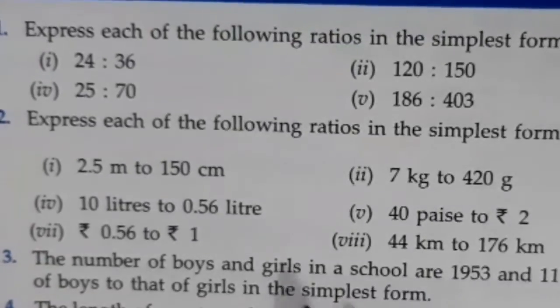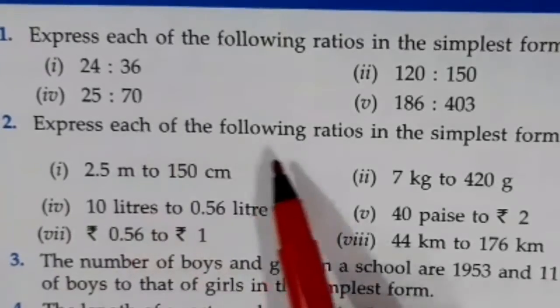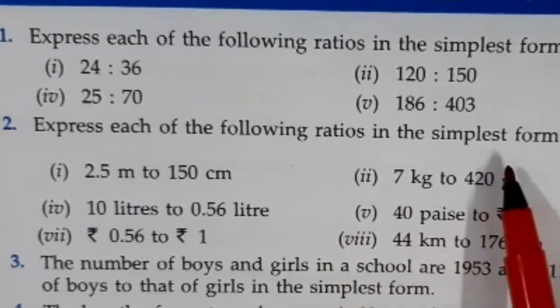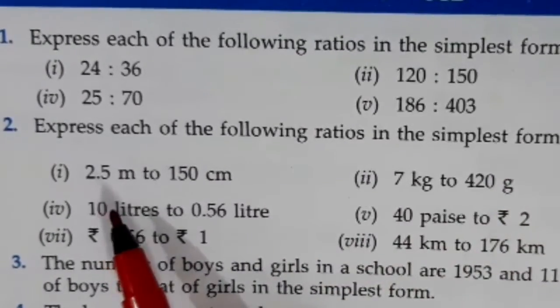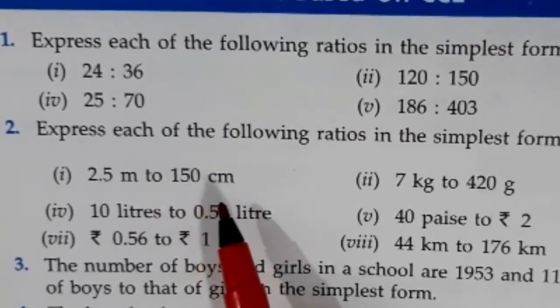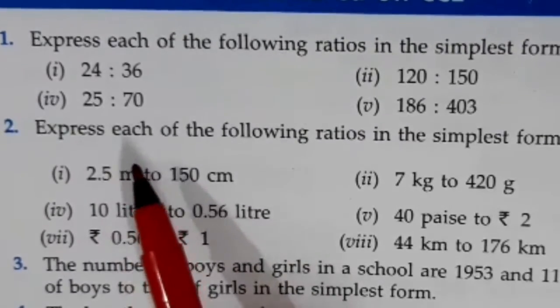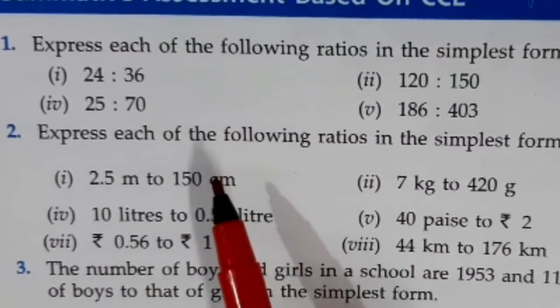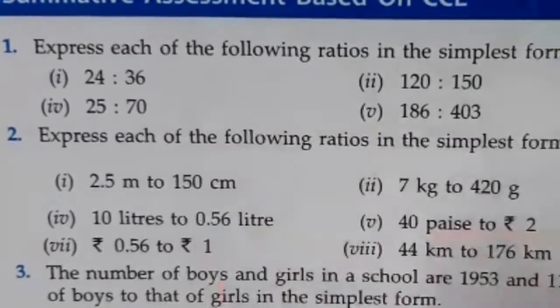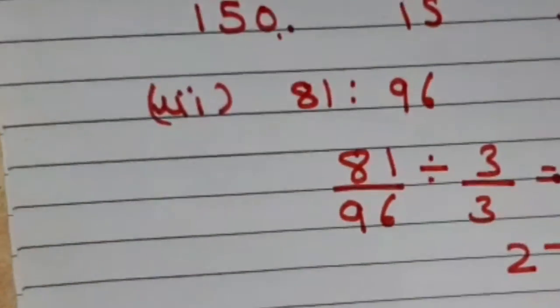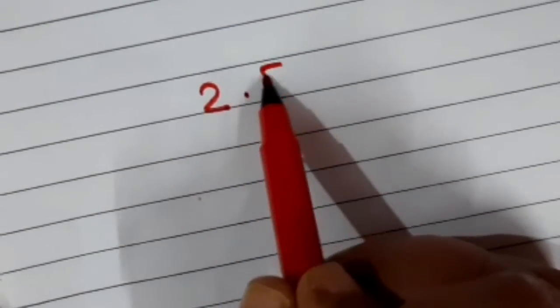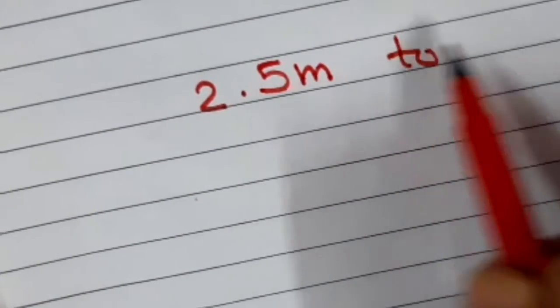Question number 2. Express each of the following ratios in the simplest form. Number 1, 2.5 meter to 150 centimeter. See students, here both the units are not same, but in ratios both the units should be same. So first of all, you will make both the units same. So you have to change meter to centimeter. Either you can convert meter to centimeter or you can convert centimeter to meter. Here my question is 2.5 meter to 150 centimeter.